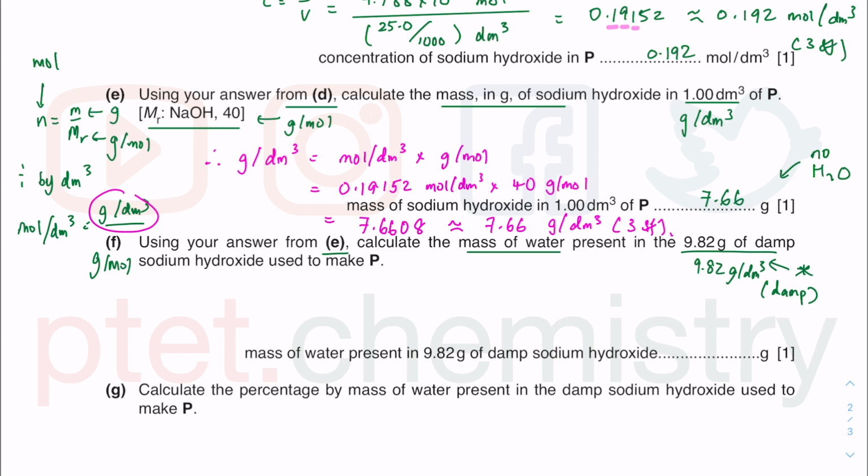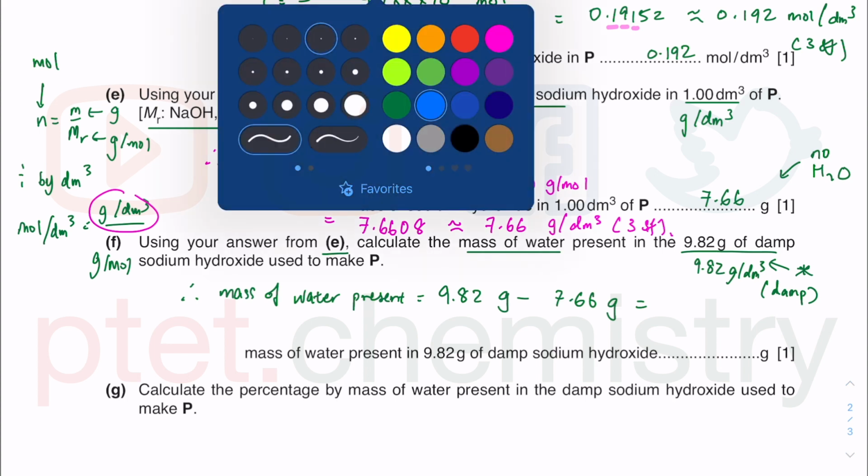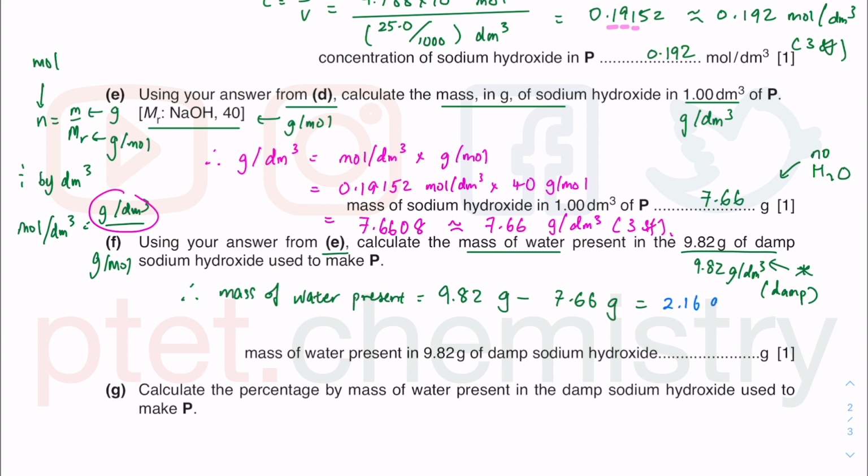So therefore, what is the mass of water present? If we have 1 dm cube for both cases, it's just going to be the wet one minus the not wet one, basically the one which only reacted with the sulfuric acid. So I'm going to end up with 2.16 gram there. So that is the mass of the water present.